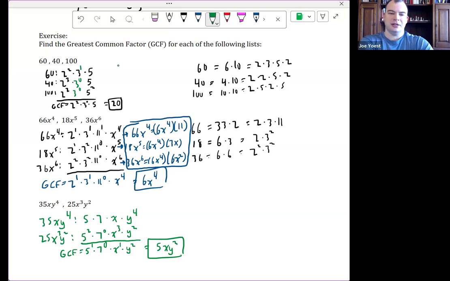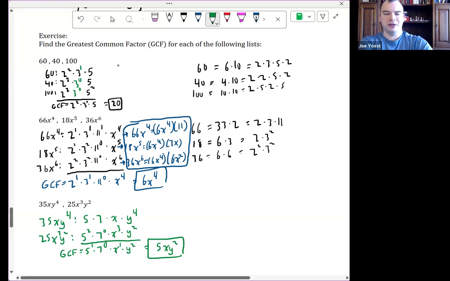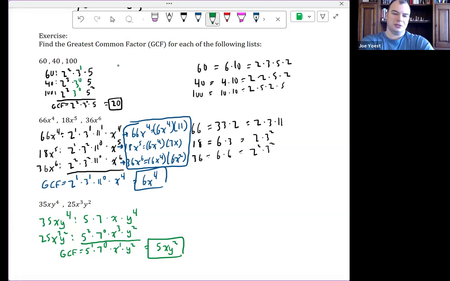And then for our factor of 5, we see that we have powers of 1 and 2, so 5 to the first is what ends up in our GCF. So we get 2 squared times 3 to the 0, or just 1, times 5. 4 times 5 is 20.